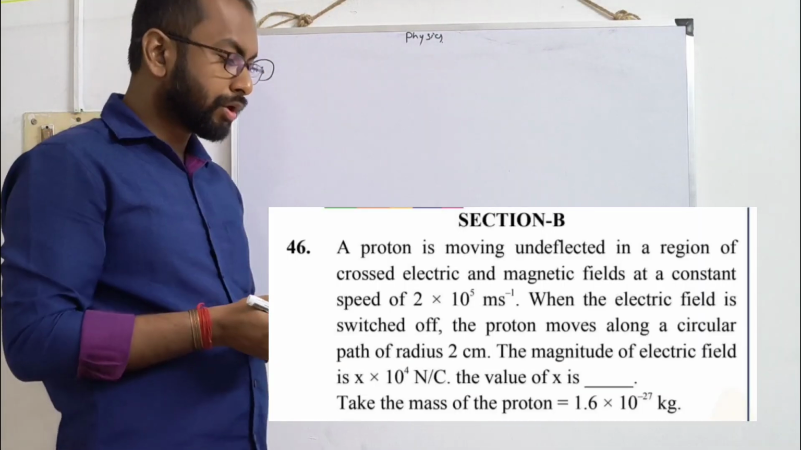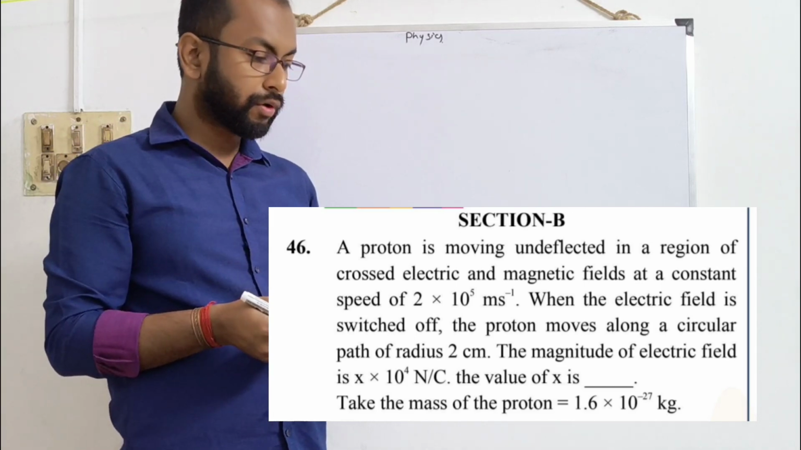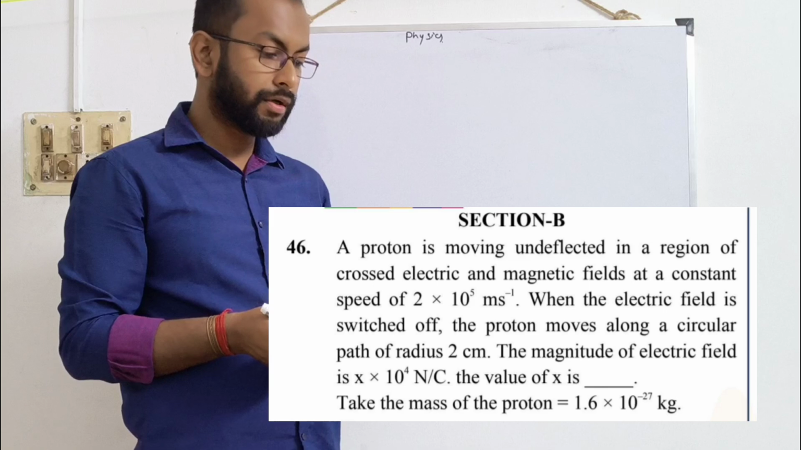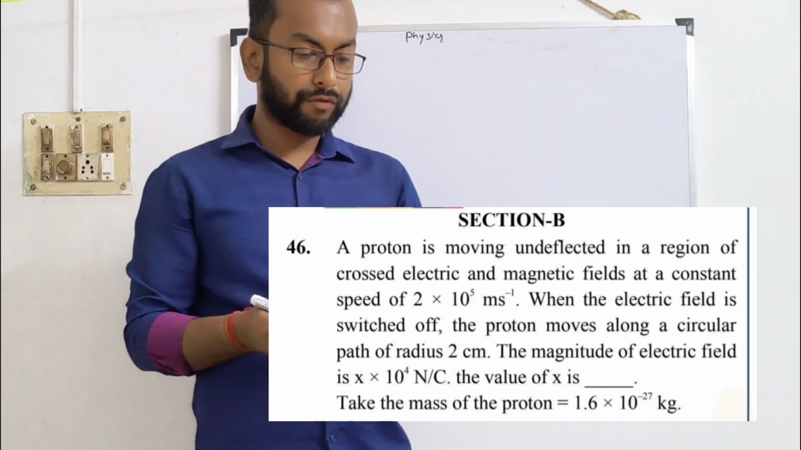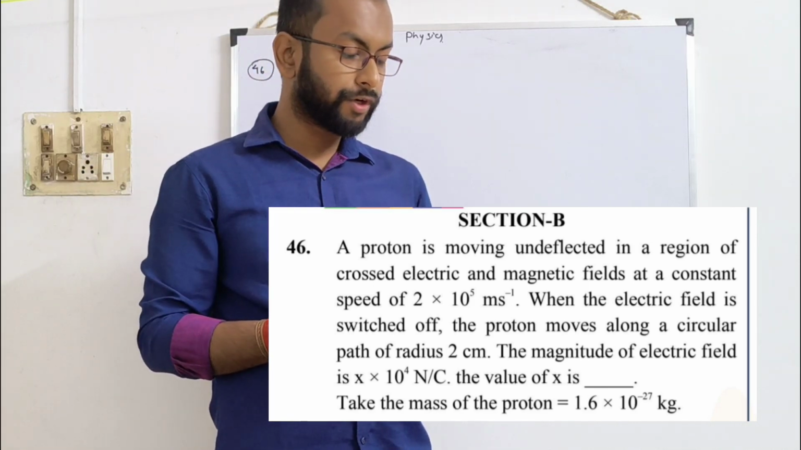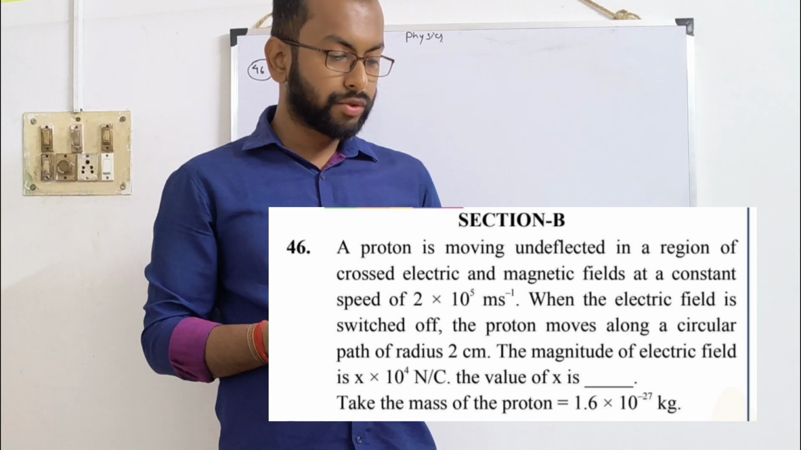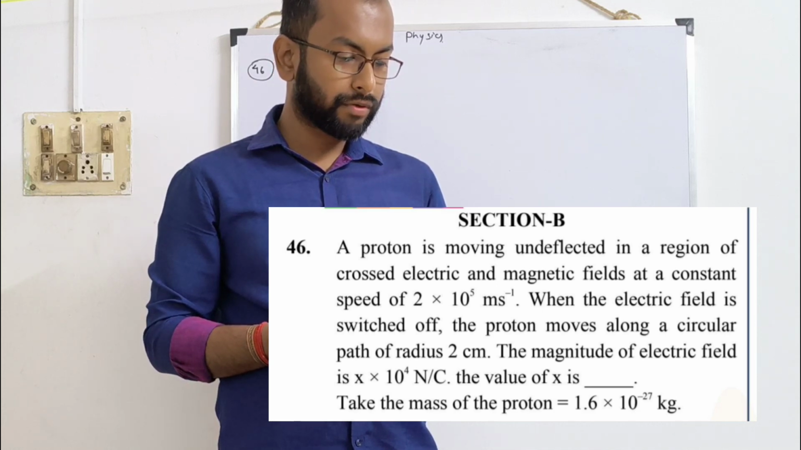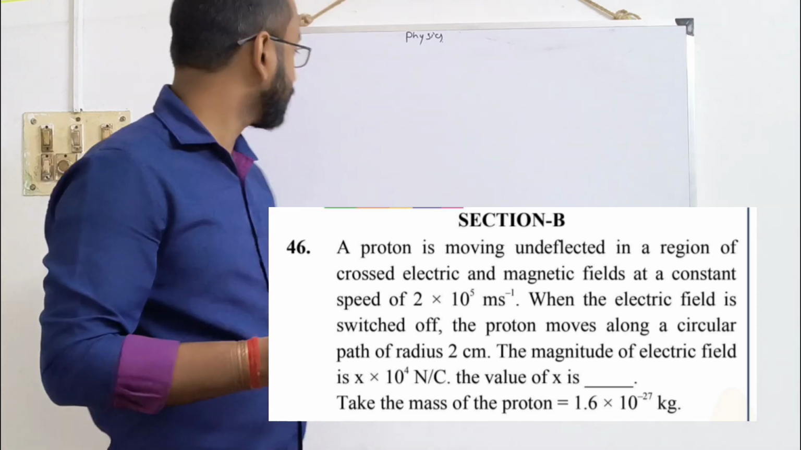It is said that a proton is moving undeflected in a region of crossed electric and magnetic field at a constant speed of 2 into 10 to the power 5 meter per second. When the electric field is switched off, the proton moves along a circular path of radius 2 cm. The magnitude of electric field is x into 10 to the power 4 Newton per Coulomb. The value of x. Okay.